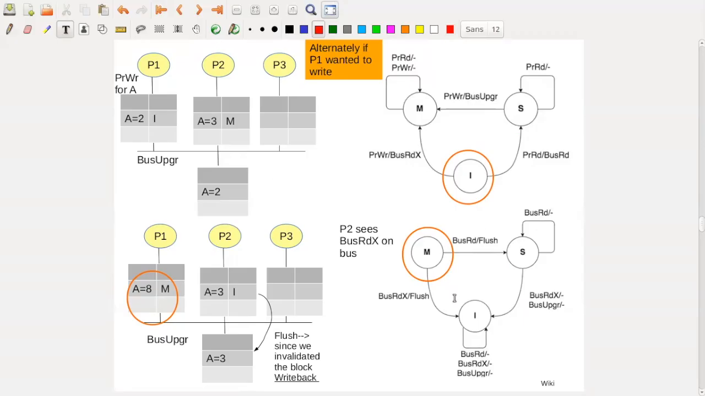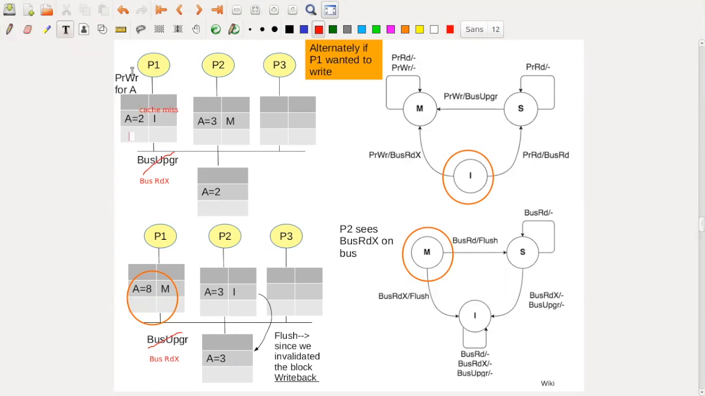So looking at this diagram, what we should also observe is what is happening with P2. P2 is in the M state, and it sees a bus upgrade. Okay, sorry, this should ideally have been a bus read X signal, not a bus upgrade signal. So what does bus read X mean? It means the processor is trying to write to that cache, but that is a cache miss. So it's trying to write to the cache, but this cache block is a cache miss.